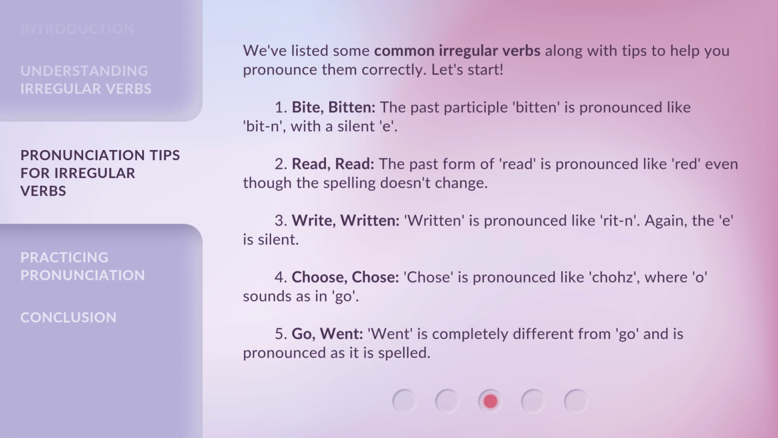3. Write, written. Written is pronounced like written. Again, the e is silent. 4. Choose, chose. Chose is pronounced like chose, where o sounds as in go. 5. Go, went. Went is completely different from go and is pronounced as it is spelled.